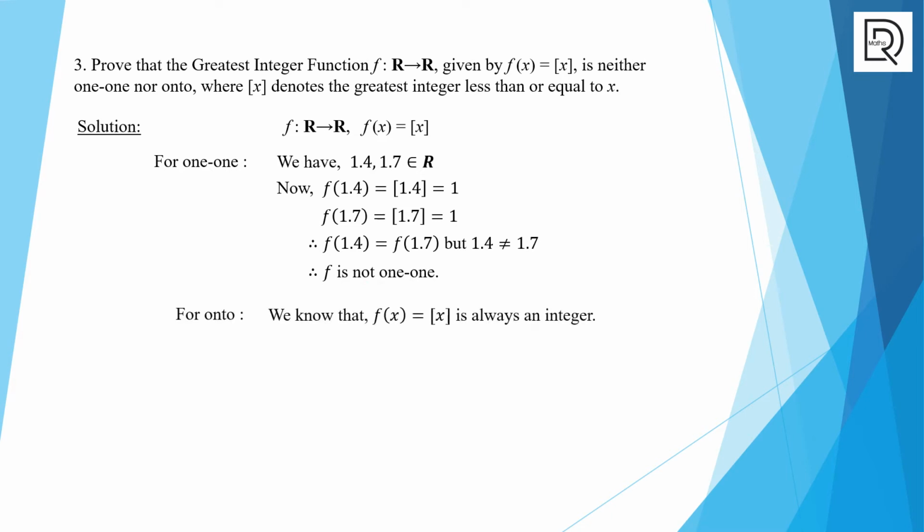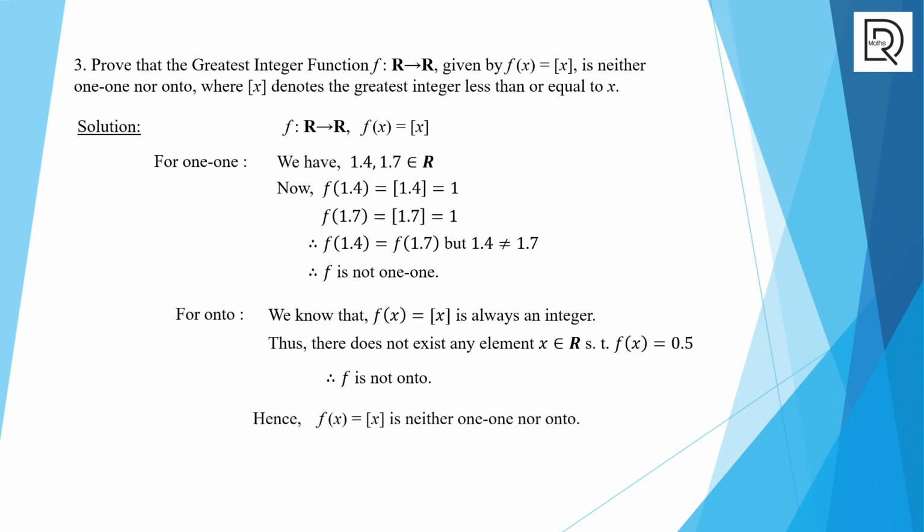Again for onto, we know that f of x equal greatest integer function of x is always an integer. Therefore there does not exist any element x in R such that f of x equal 0.5, because if you take a non-integral point from the codomain, then this point has no pre-image in the domain. So therefore f is not onto. So hence f of x equal greatest integer function x is neither 1-1 nor onto.